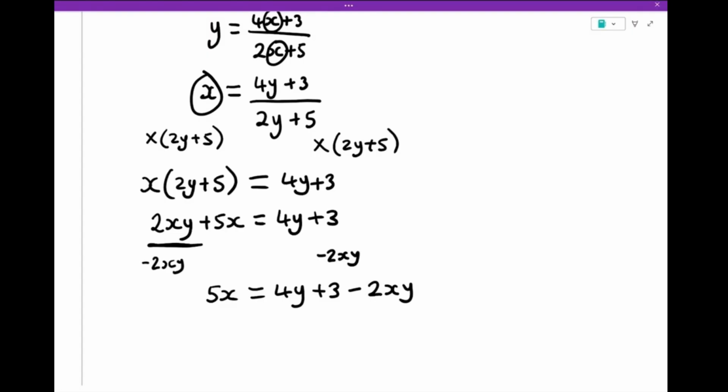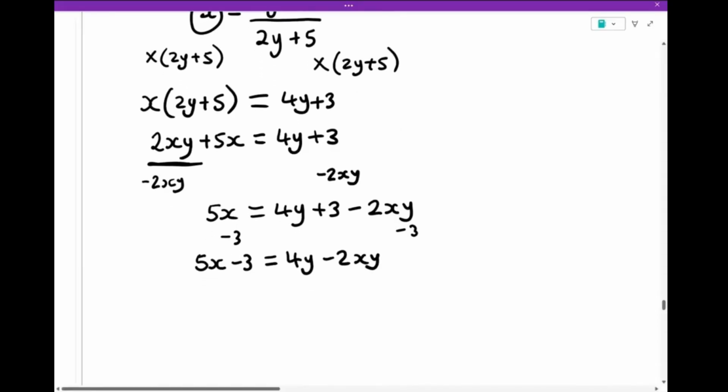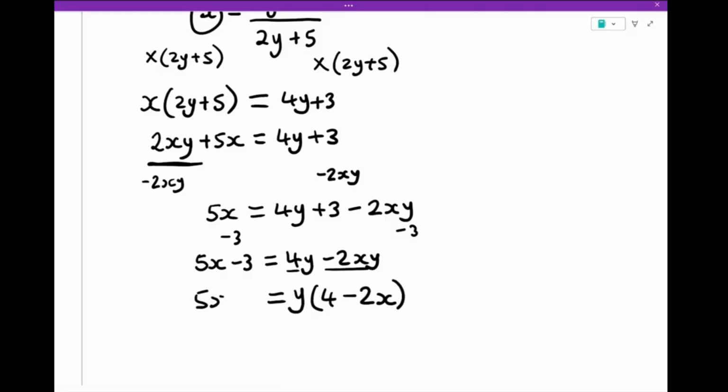I now have to remove all the terms not involving y, so that's the plus 3. So we're going to subtract 3 from both sides. So I would get 5x subtract 3 is equal to 4y subtract 2xy. So now we're in a good position, but the problem is y appears twice. I only want it to appear once, so we're going to have to factorize y out because it's a common factor. So I'd have y, open brackets, the 4, and then the -2x, like that. And the left-hand side stays as it is.